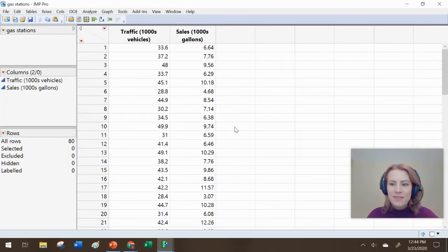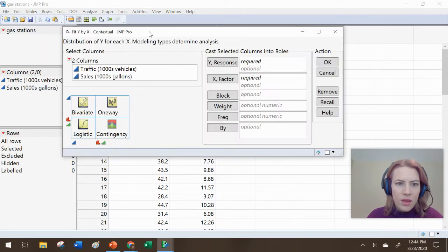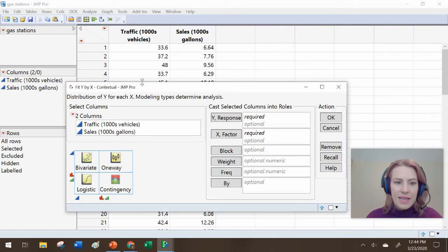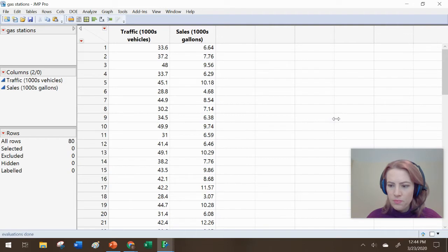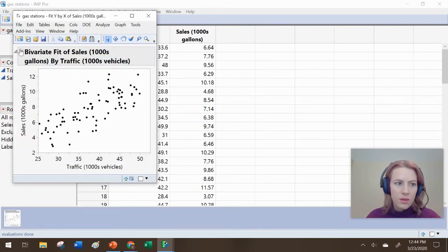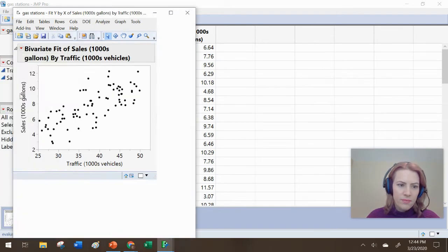All right, so I'm using the gas station data again, fit y by x. And since we're trying to predict the sales, that's y. We're making that prediction based on the traffic, x. All right, at present, there's only one red triangle. So use that one to fit line.